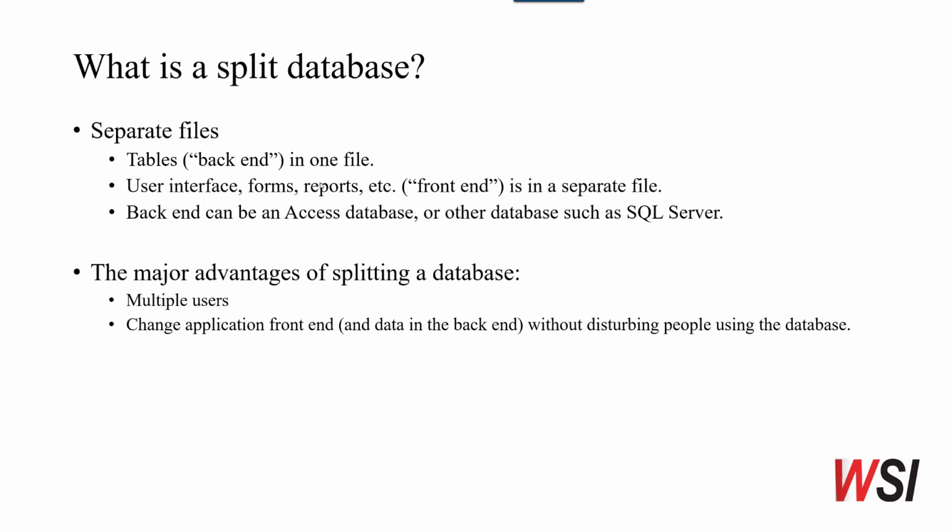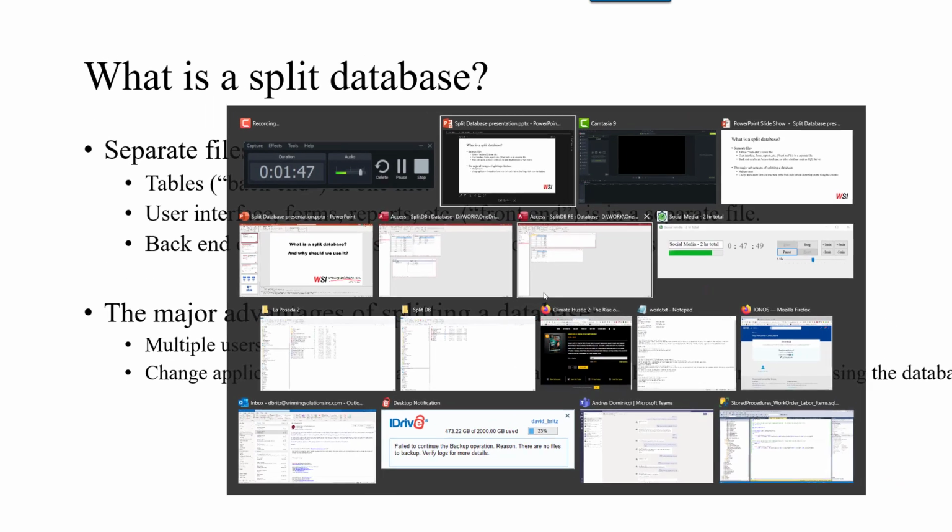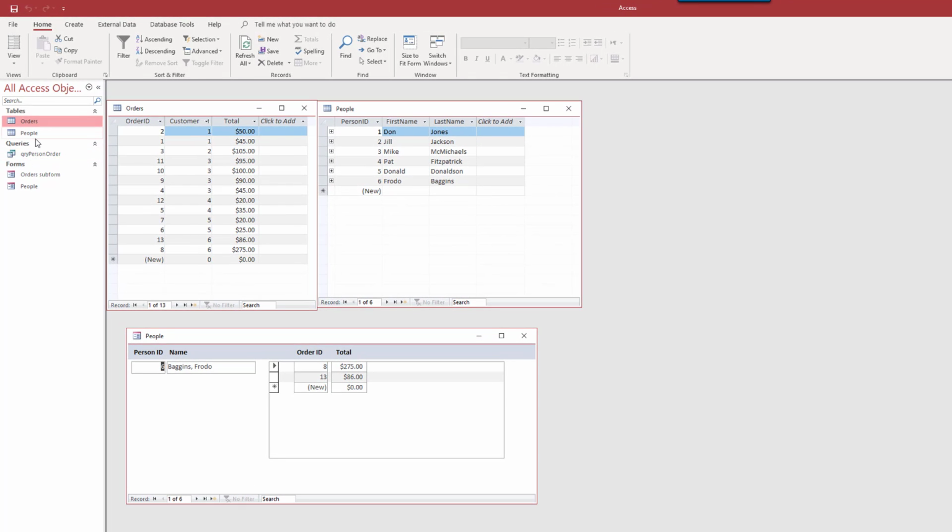So you may be wondering, why split the database? First of all, let's take a look at a typical database that we might have. Here we have just a very basic database that we've created. We have two tables. These were created here in Access, and you can see by the Excel grid-like icon, these are local tables, meaning they exist as part of the database.